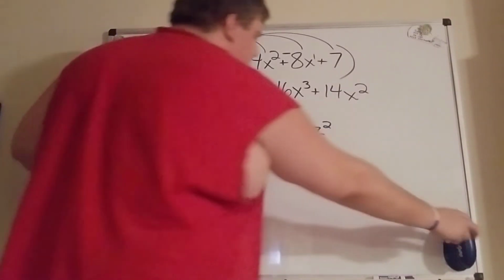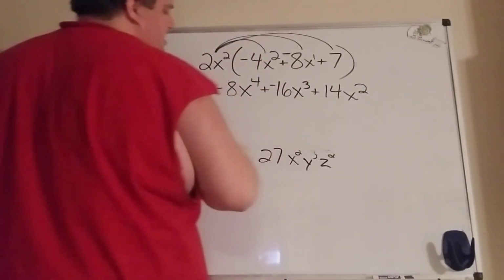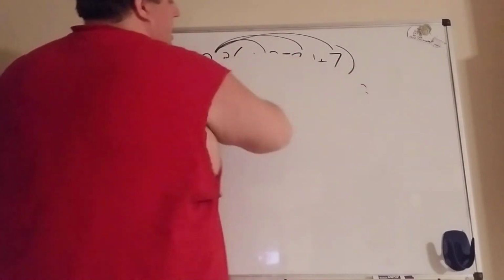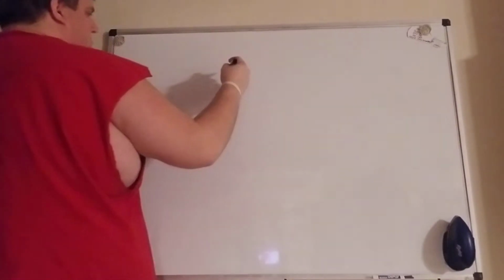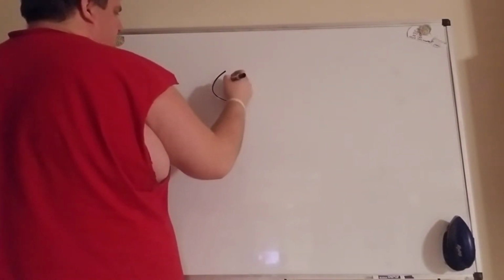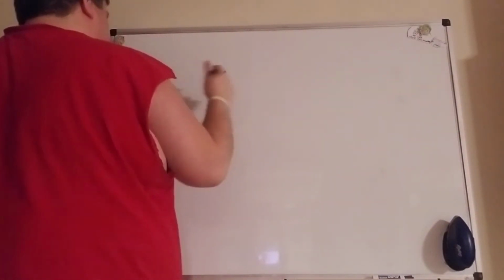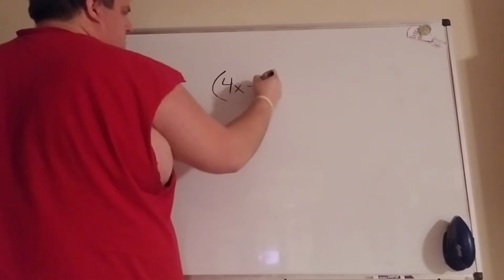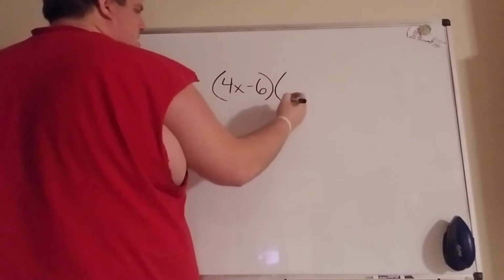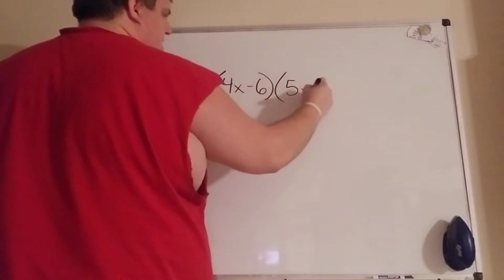All right, now let's do the most common one that you will see, and that is a binomial times a binomial. So let's say we do 4x minus 6 and 5x plus 2.